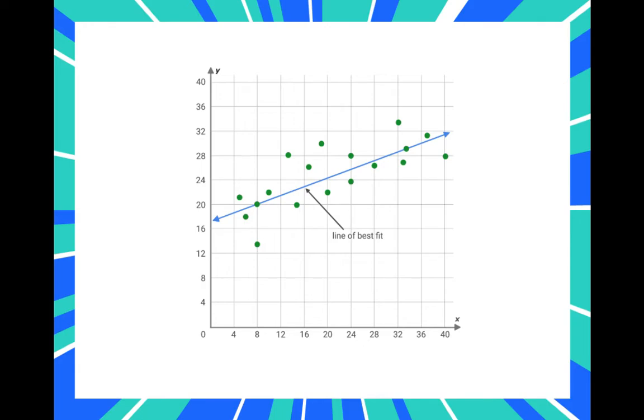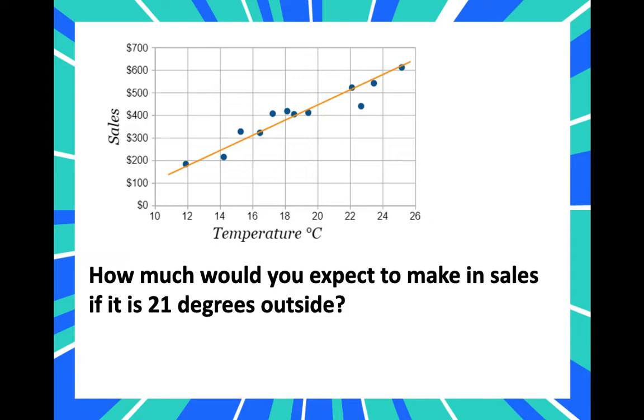All right, let's look at a couple others. So we're going to start off easy, where they have the trend line drawn for you, all right? Sometimes they will, sometimes they won't. But we're going to do this one first because it does have the trend line drawn for us. It says, how much would you expect to make in sales if it is 21 degrees outside? So first of all, you need to look and see, which axis are we looking at? Are we looking at the x-axis or the y-axis?